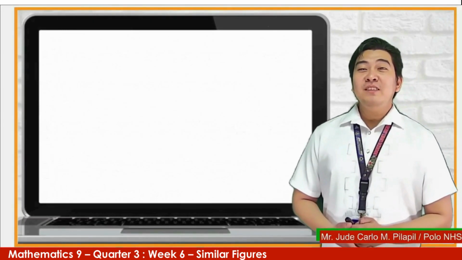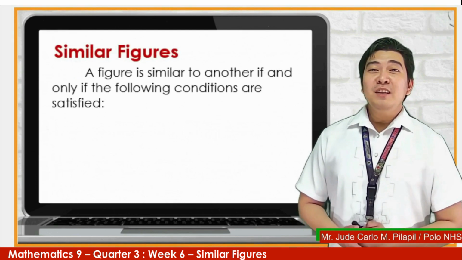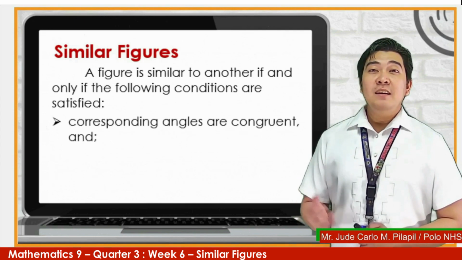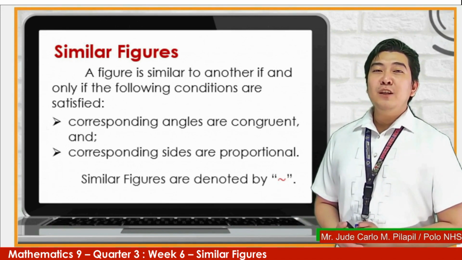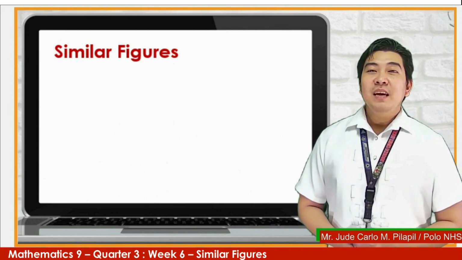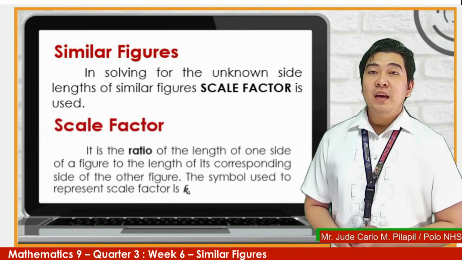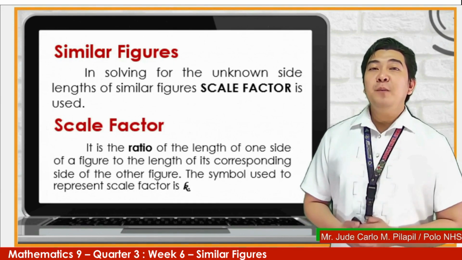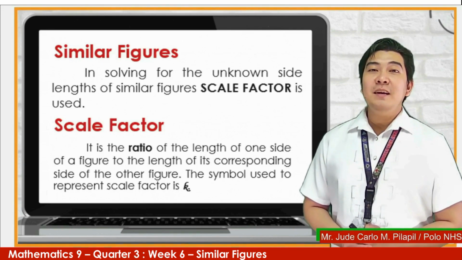So let us sum up today's discussion. A figure is similar to another if and only if the following conditions are satisfied. Corresponding angles are congruent and corresponding sides are proportional. Similar figures are denoted by this symbol, which is called tilde. Next, in solving for the unknown side lengths of similar figures, the scale factor is used. It is the ratio of the length of one side of a figure to the length of its corresponding side of the other figure. The symbol used to represent scale factor is K.